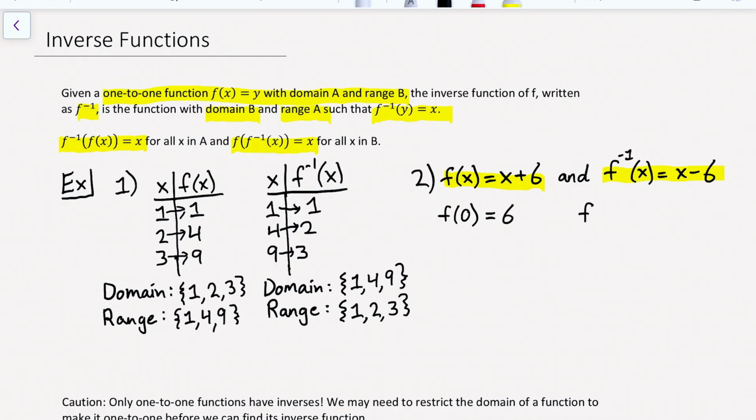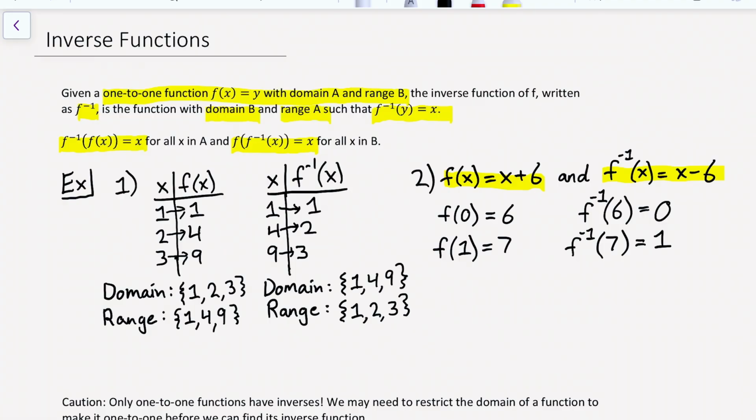Then it should be the case that f inverse matches this x and y value in the opposite direction. So f inverse of 6 should equal 0. And indeed, it does if we plug the input value 6 into the inverse function. In a similar way, we can see that f of 1 equals 7. Then it should be true that f inverse of 7 equals 1. And we can verify this with the equations that we are given.